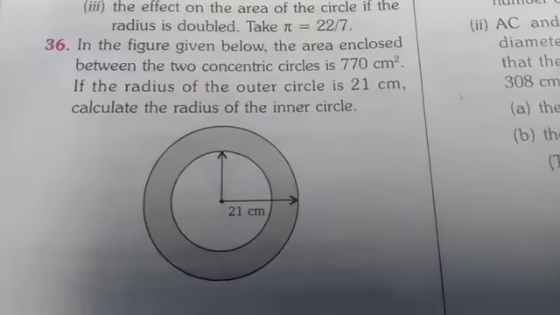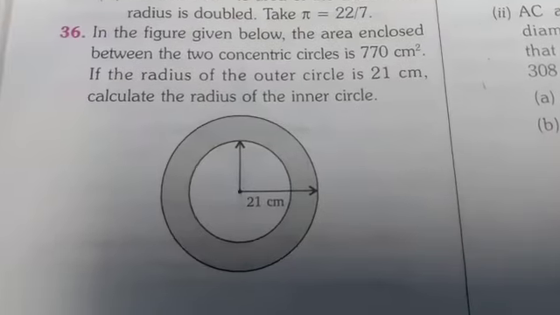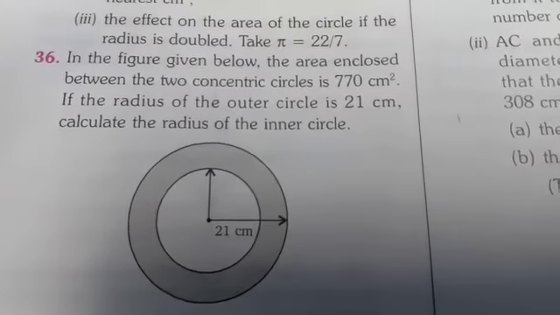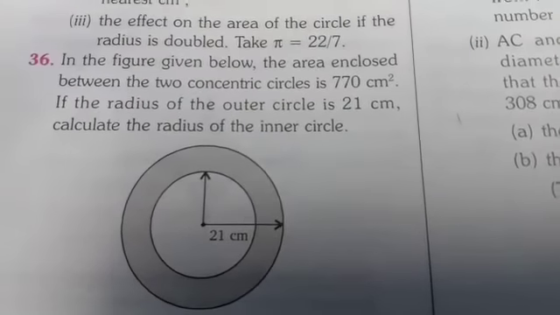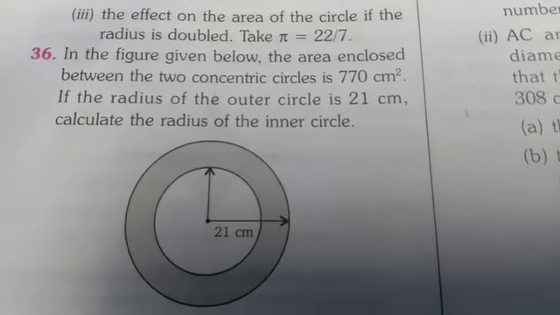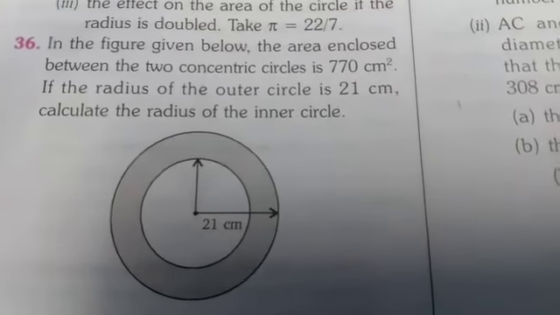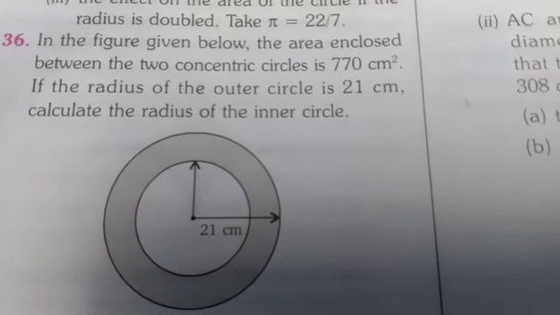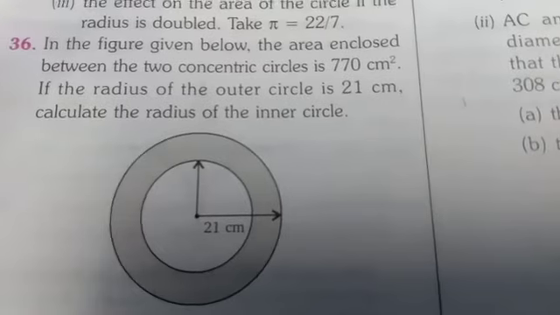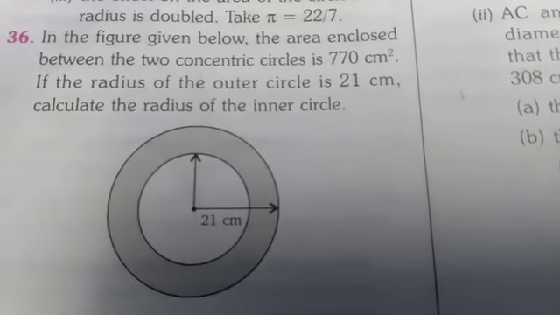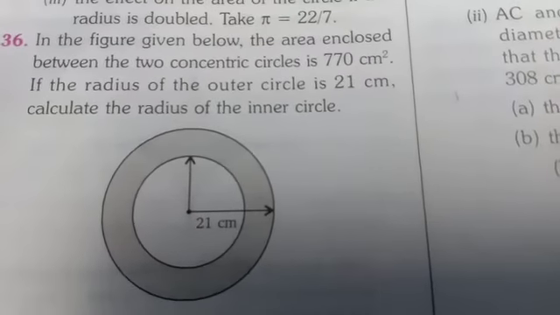Let us solve some figure type sum. This is the figure given. In the given figure, the area enclosed between the two concentric circles is 770 centimeter square. If the radius of the outer circle is 21 centimeter, calculate the radius of the inner circle.